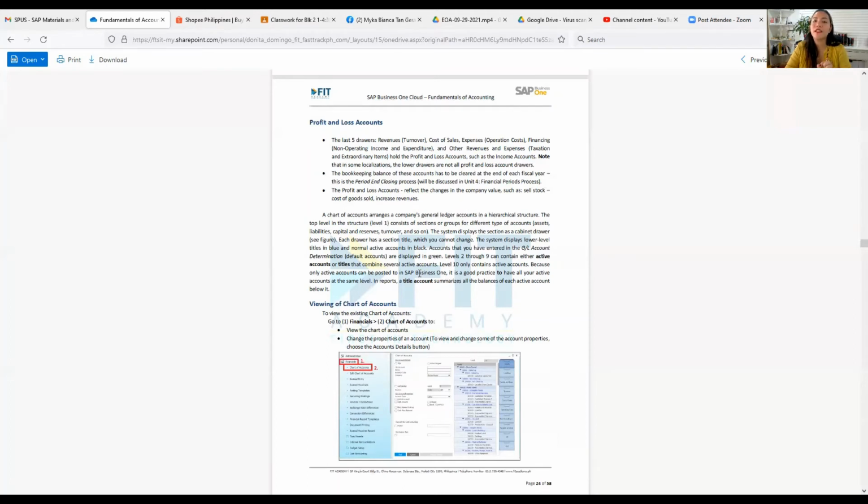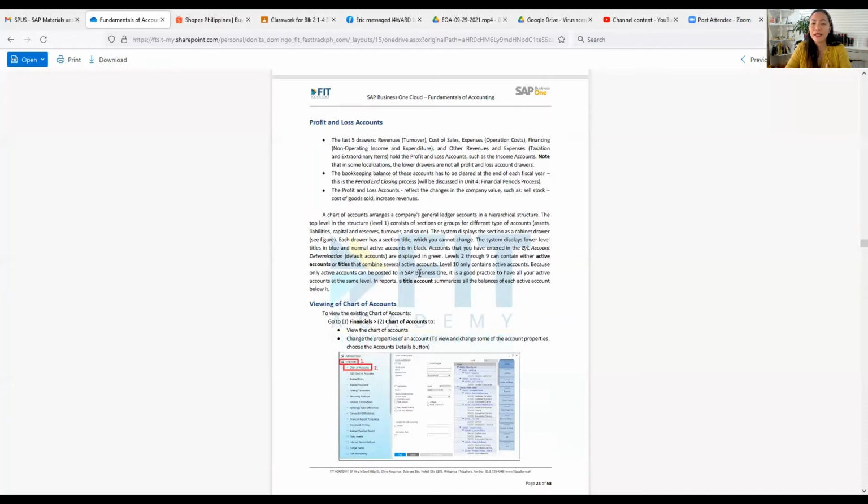Cost of sales, expenses, or the operations costs, financing, which is the non-operating income and expenditure, and other revenues and expenses, taxation, and extraordinary items hold the profit and loss accounts, such as the income accounts. Note that in some localizations, the lower drawers are not all profit and loss account drawers. The bookkeeping balance of these accounts has to be cleared at the end of each fiscal year.